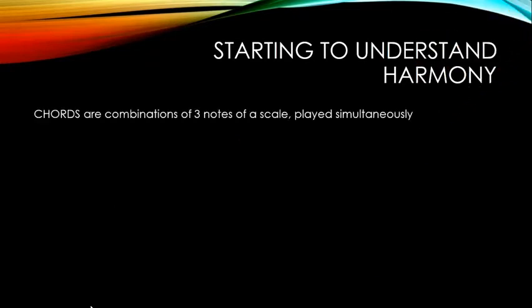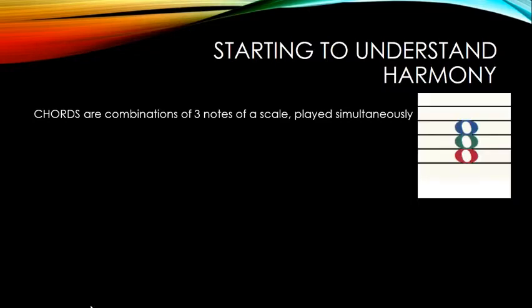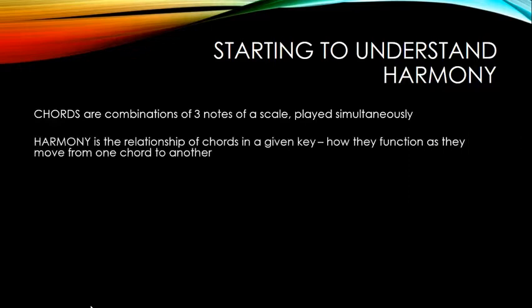If we're going to start to understand harmony, we have to know a few basic terms. First of all, chords themselves. Chords are combinations of three notes. They're played within a scale or in a given key signature, and they're played at the same time. Play them separately, it's called an arpeggio. We're talking about all of them at once.